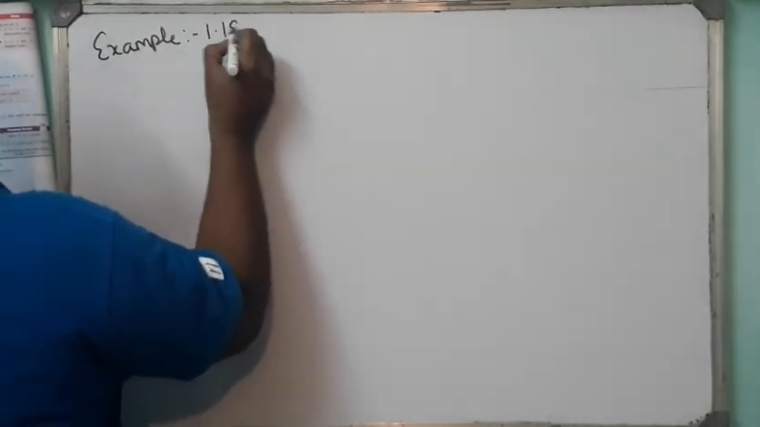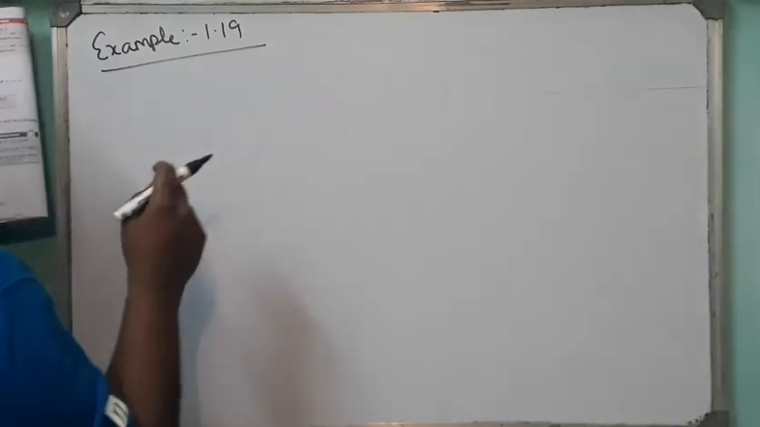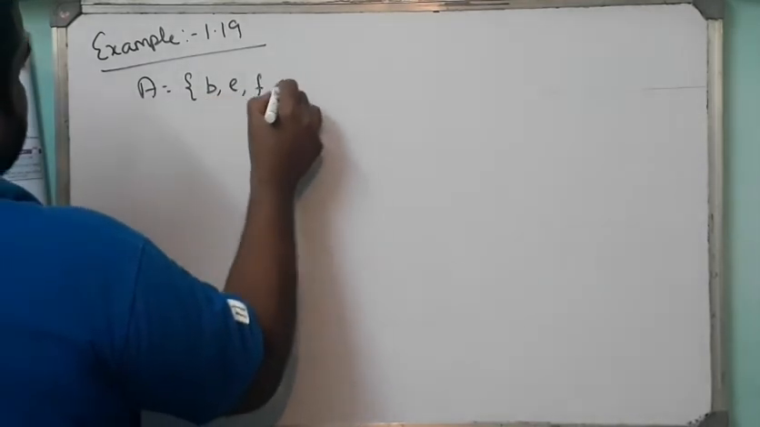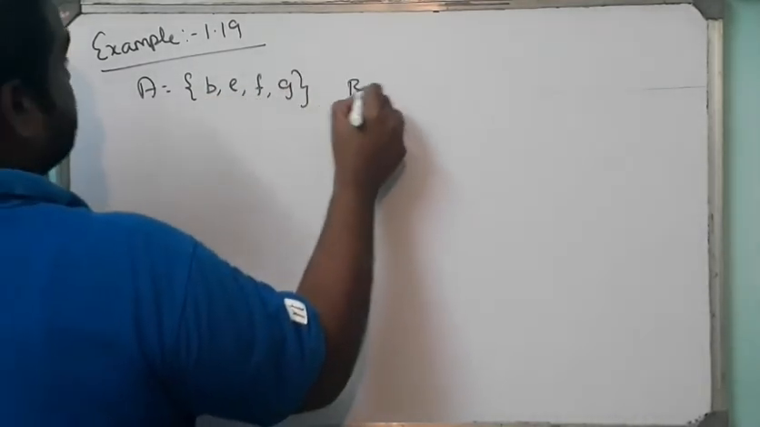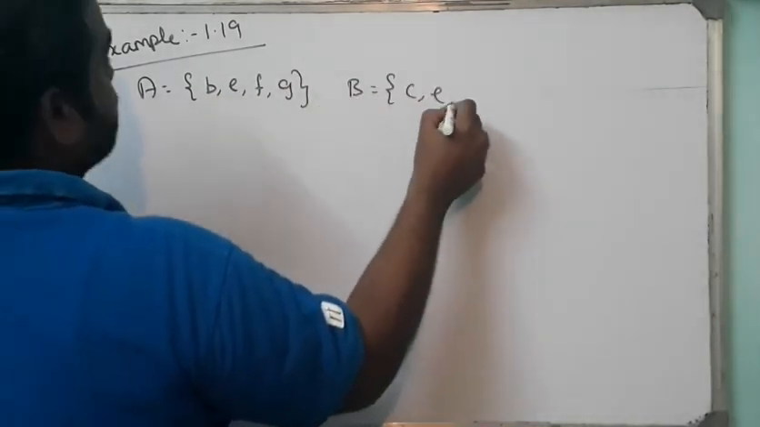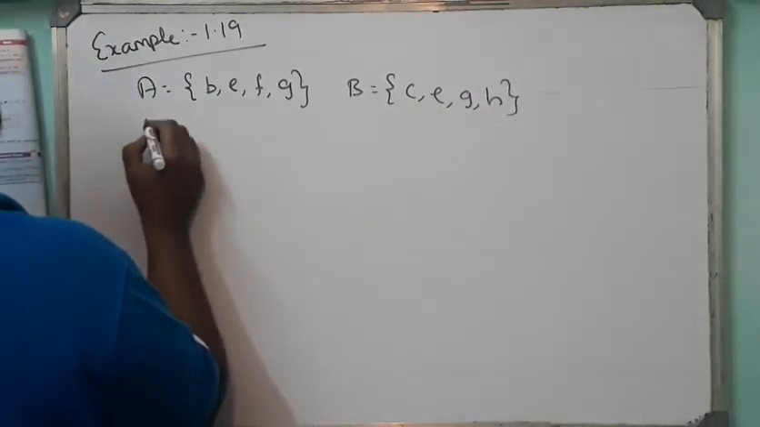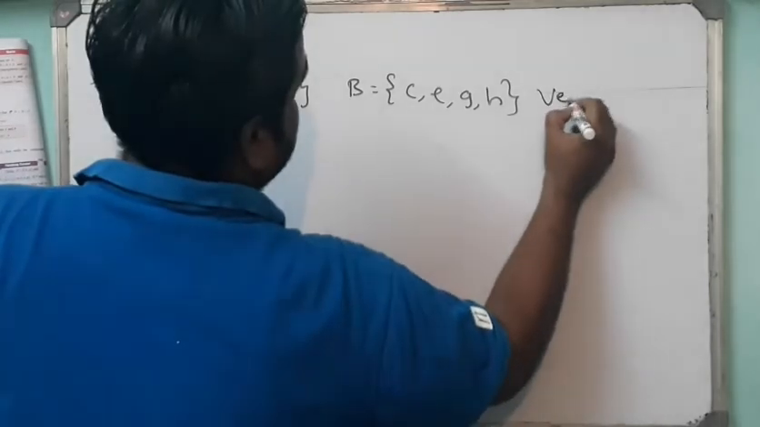Example 1.19. It's given in page number 20. So set A is given. Set A is B, E, F, G, and set B is given C, E, G, H. So you are asked to verify commutative property.